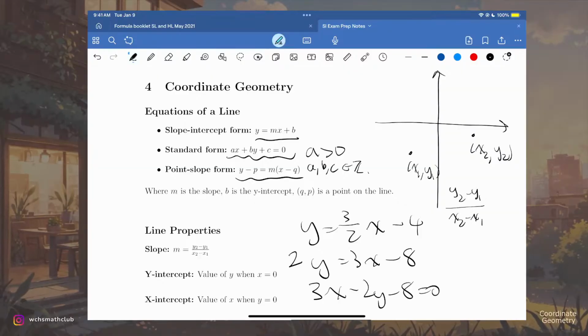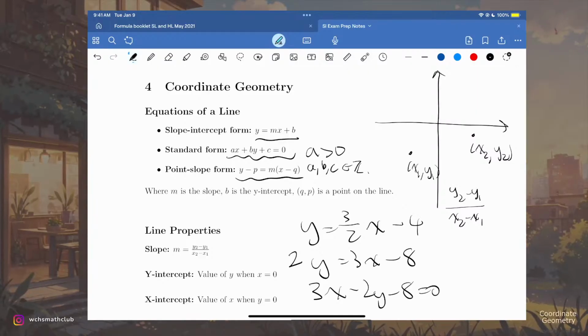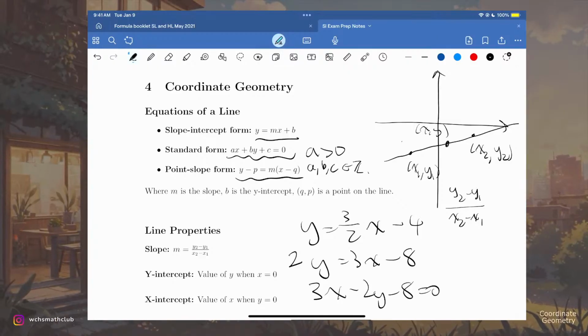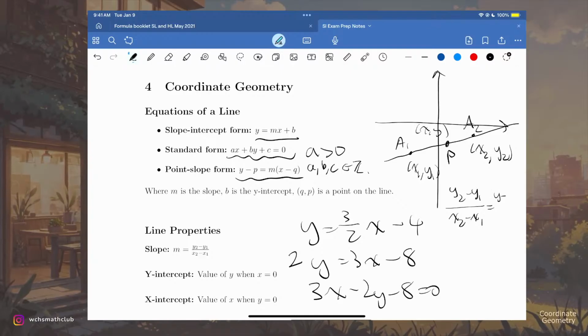And I'll leave it as an exercise to prove that this is equal to y1 minus y2, etc. And because we know this form, and we know that arbitrary point on the line, x, y, the slope between, let's call this fixed point a1, this point a2, and this point p. We know that the slope between p and a1 has to be the same as the slope between a2 and a1. So we get this is equal to y minus y1 over x minus x1.